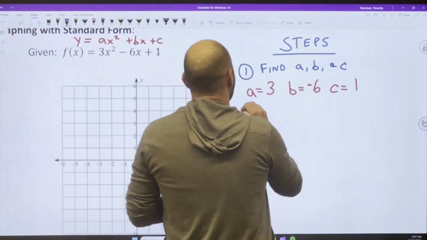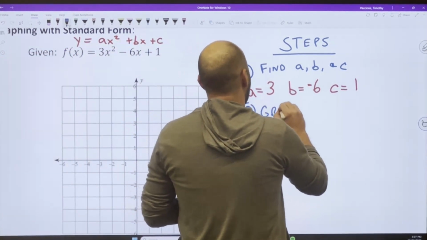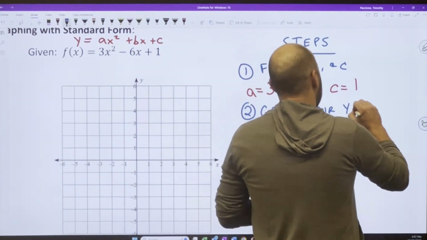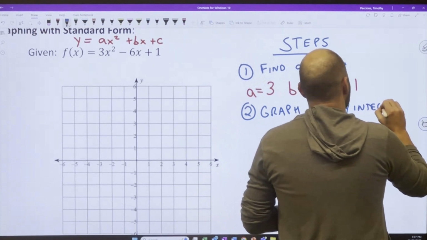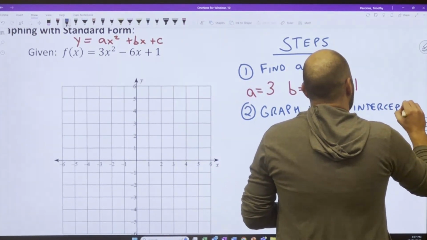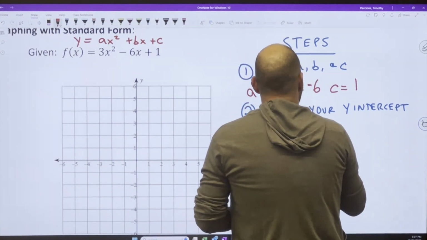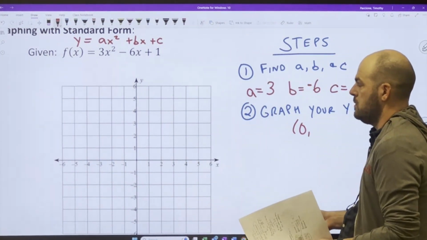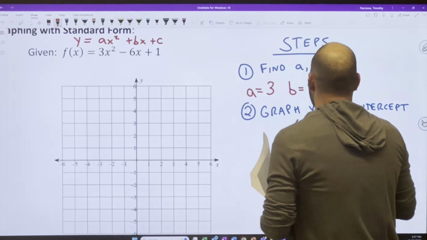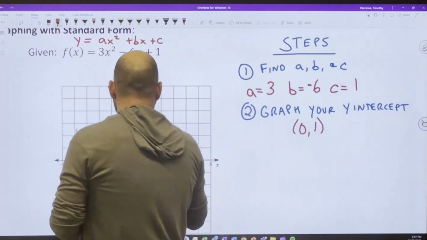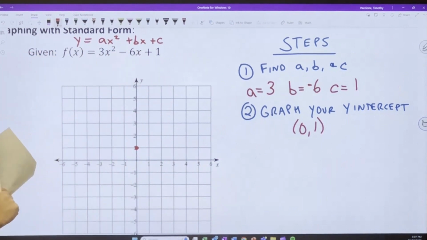Our y-intercept, right? So we might as well throw that on the graph. That's step 2. Graph your y-intercept. So in this case, our y-intercept is 0, 1, right? Because it's our C value. So I can throw that on the graph. Okay?